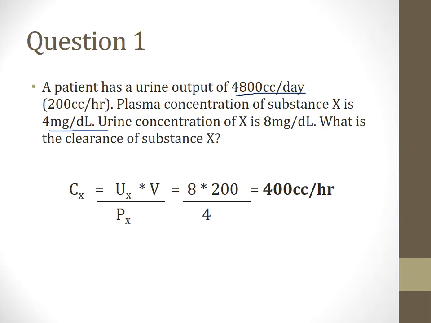Urine concentration of X is 8 milligrams per deciliter. What is the clearance of substance X? So this is a basic problem where you're simply asked to use the clearance equation and plug these values in. They tell us that the urine concentration of X is 8. They tell us that the volume of urine flow is 200 an hour. And they tell us the plasma concentration is 4. So if we plug all these numbers in, the clearance for substance X is 400 cc's per hour.